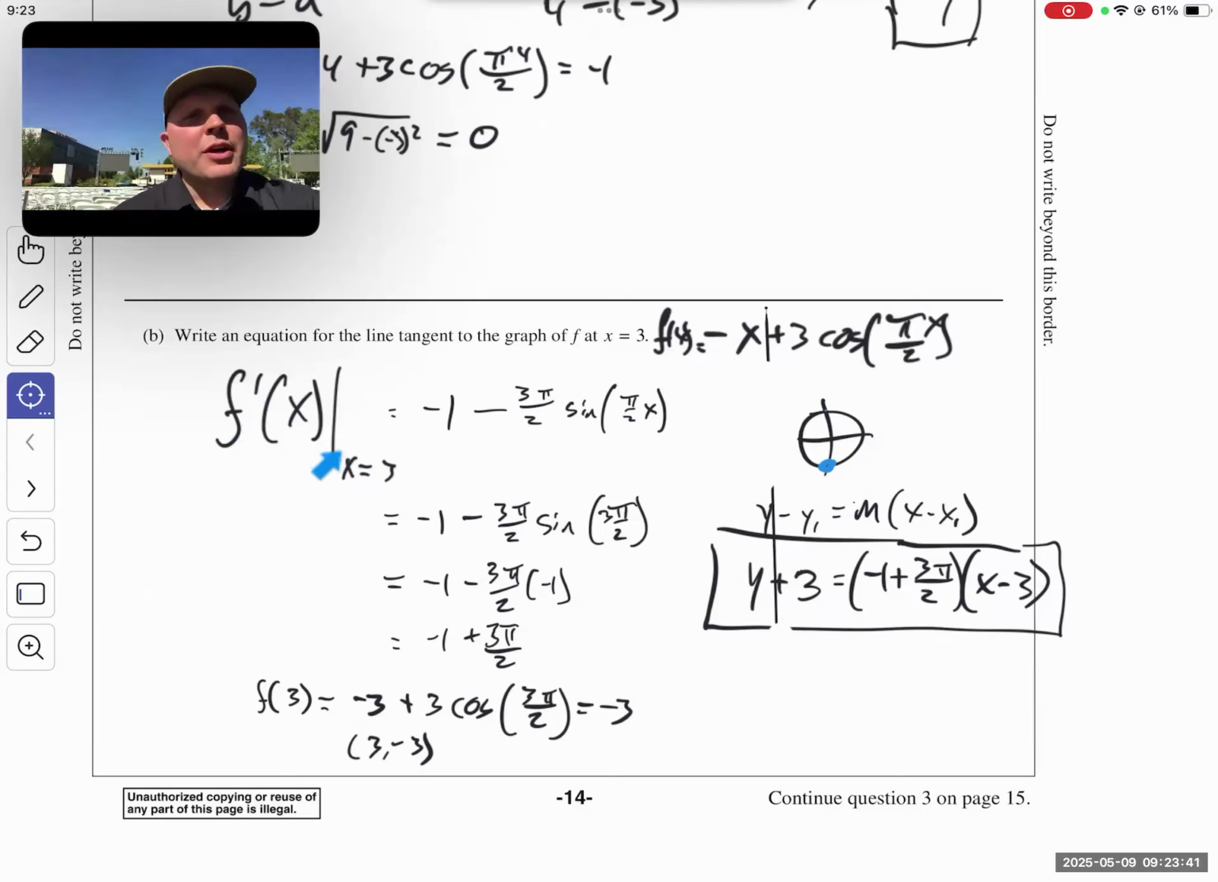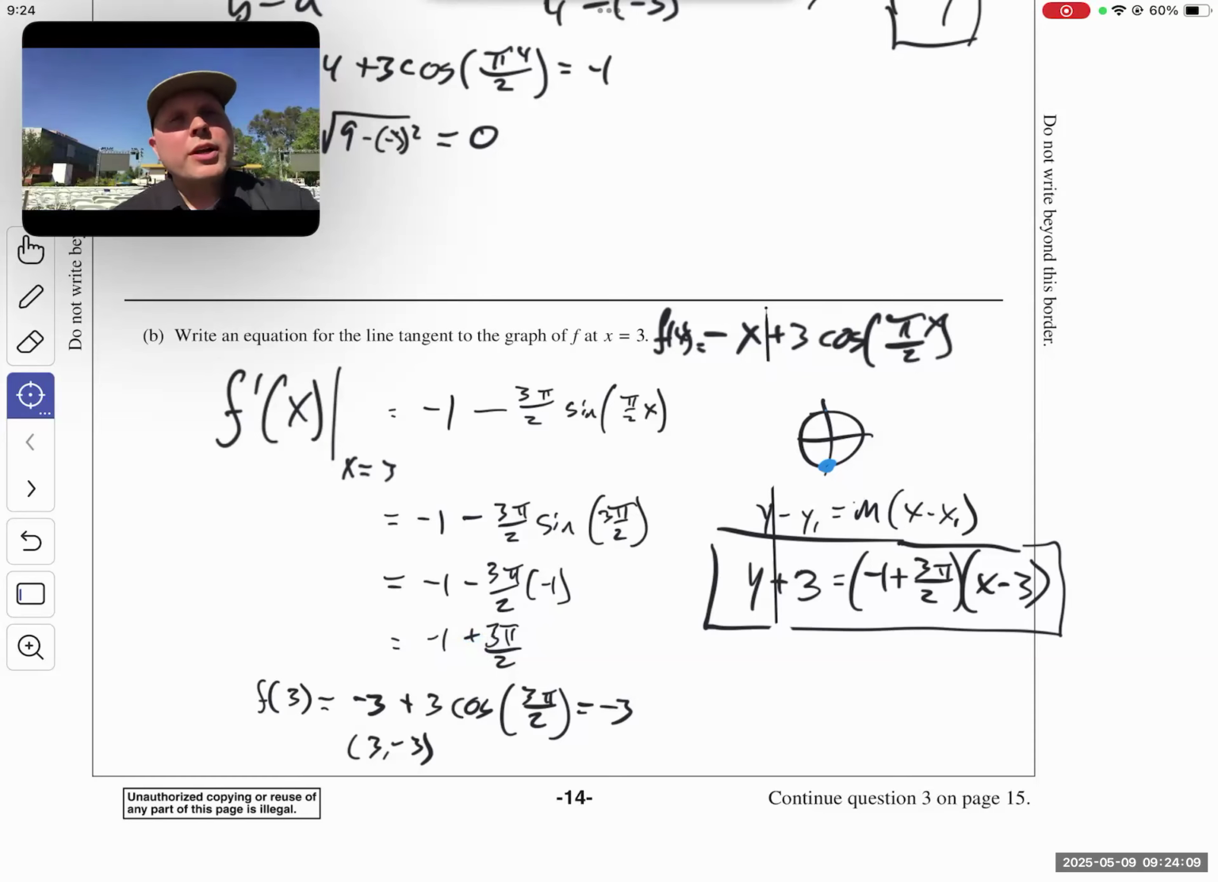So we take the derivative. That's going to be -1. The derivative of this is going to be 3 pi over 2 sine pi over 2x. Little chain rule going on there. Ignore this red line that I don't know where it came from. Now we got to plug in 3. So we plug in 3 for x. And let's evaluate this. Well, this is sine of 3 pi over 2, which is -1. And so this just cleans up to -1 plus 3 pi over 2. Leave it like that. You don't need to do anything with it.